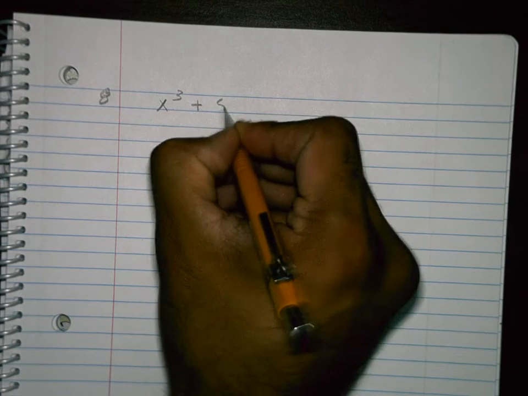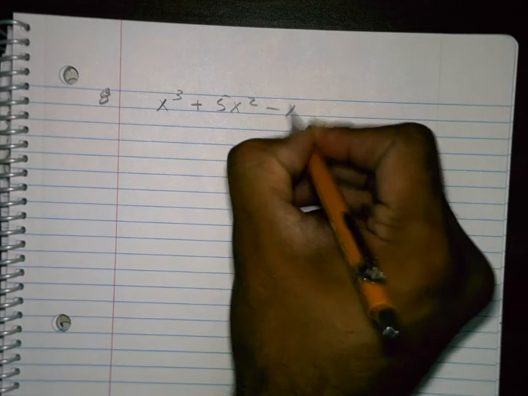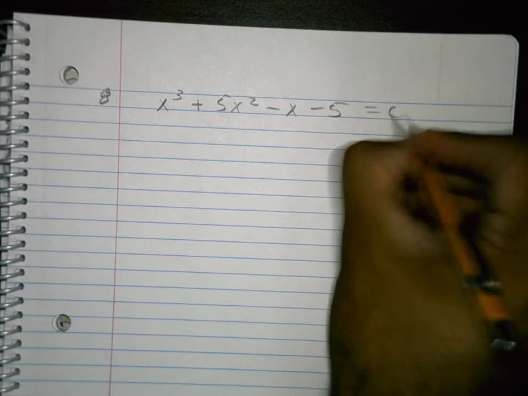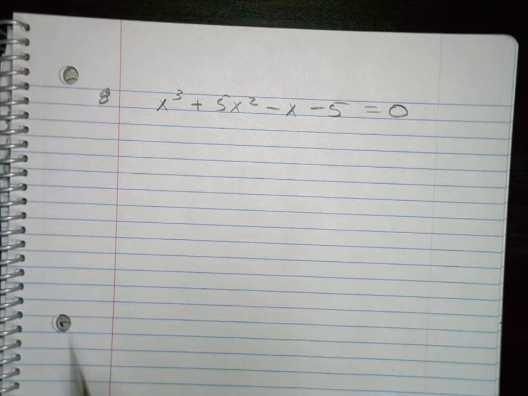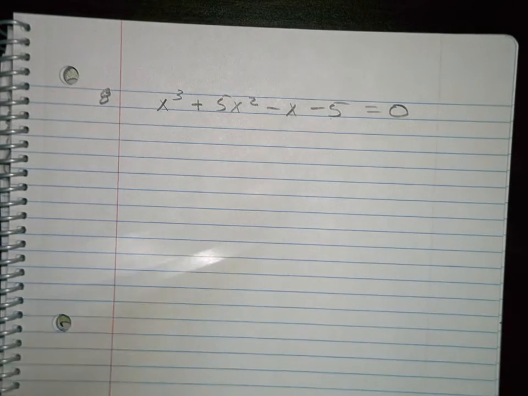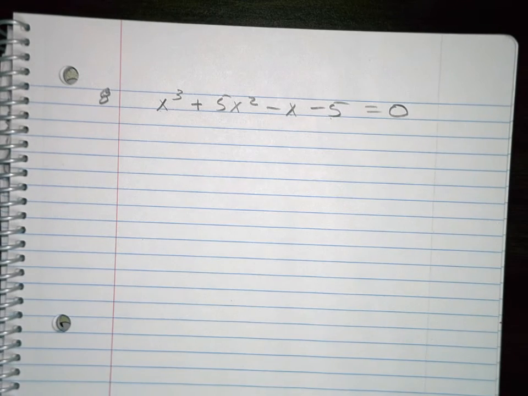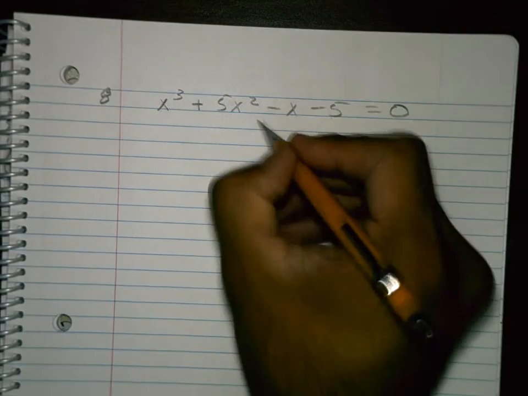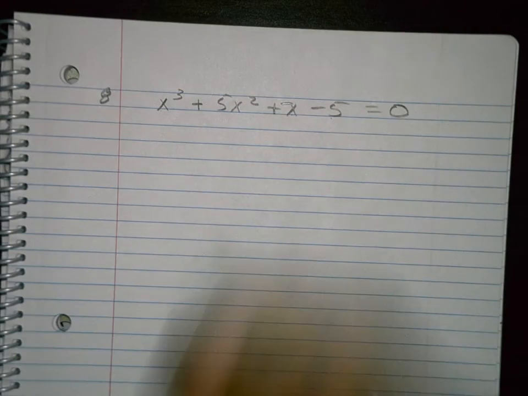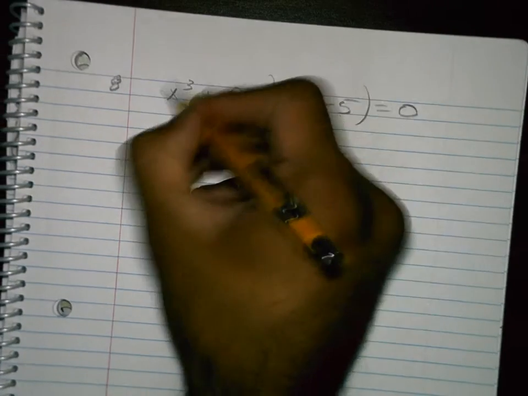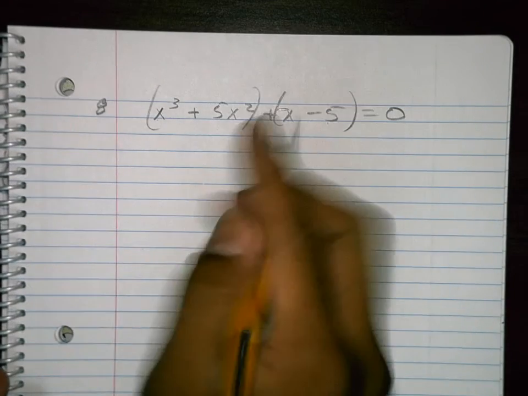Okay. It says x to the 3rd plus 5x squared minus x minus 5 equals 0. So if you remember, when it comes to factoring, you have to always count the terms after you look for a GCF. And if I get 4 terms, the only option I got is factoring by grouping.